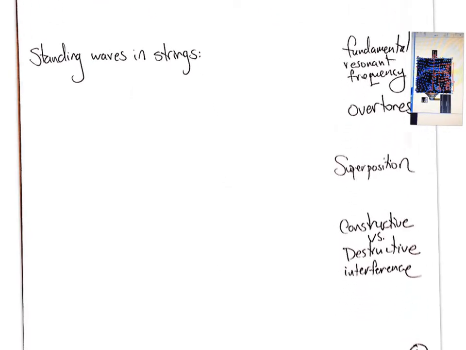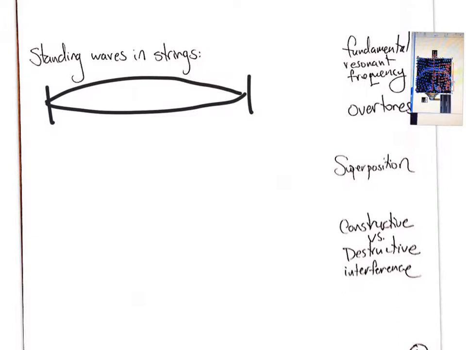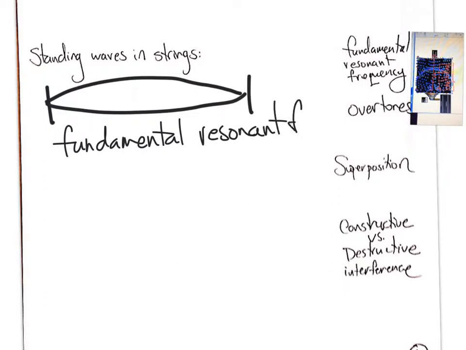So, standing waves in strings. We've done some experimenting with a slinky, and this is a representation of the fundamental resonant frequency. For example, a guitar string. The guitar string is attached at both ends, and you pluck the string, and it moves back and forth and moves air molecules back and forth, and you hear that.